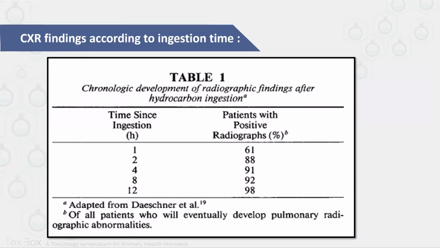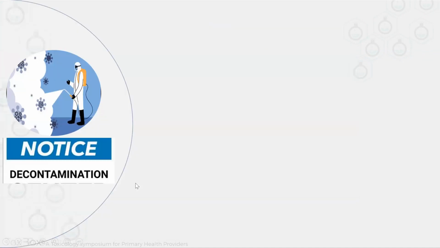So this timetable shows you the chest X-ray findings based on ingestion time. It's very important to know. As you can see here, the time since ingestion: after 1 hour, only 60% of patients have findings. And as time goes on, the findings in the chest X-ray become more obvious. As you can see here, 8 hours. And in some sources, they depend on 6 hours for the manifestations of hydrocarbon toxicity in the lung. So at 6 to 8 hours, you need to repeat the X-ray.